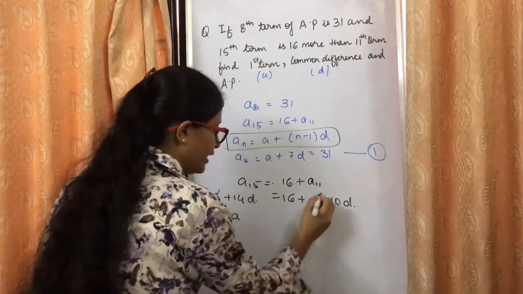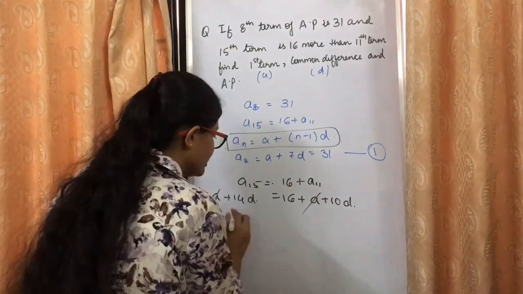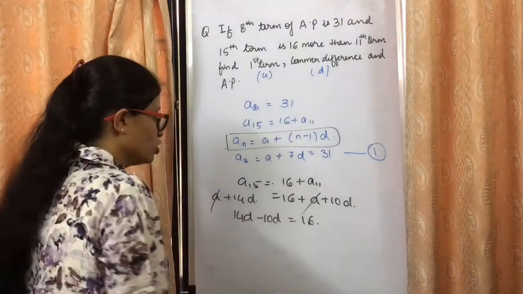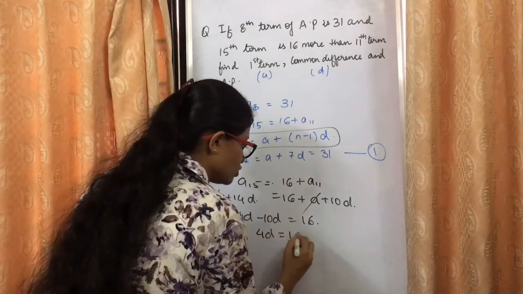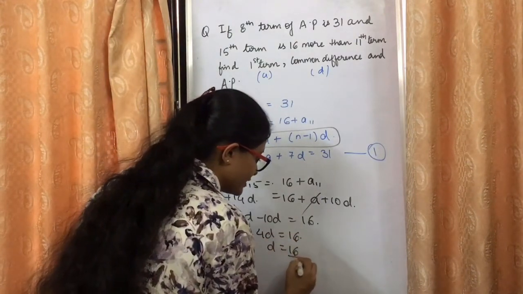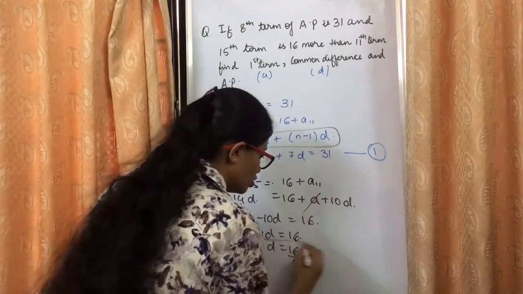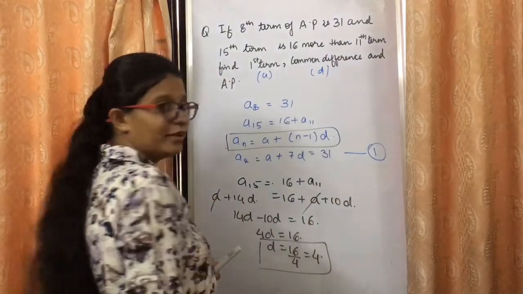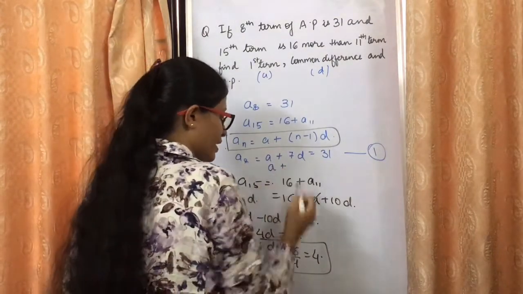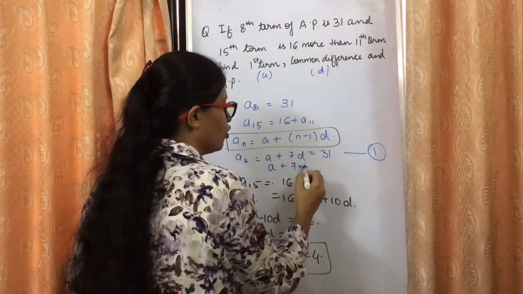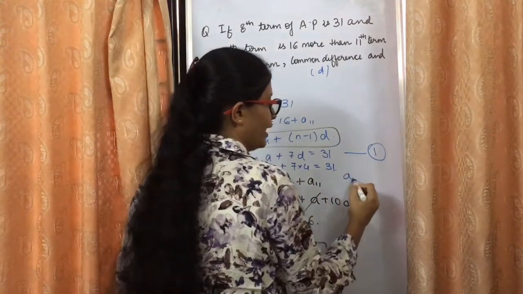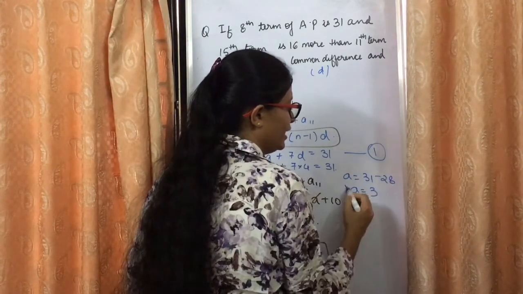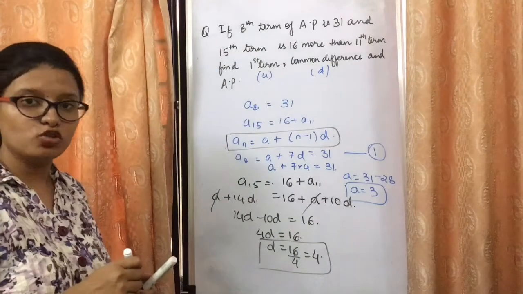If I take this A, A will get cancelled out from both sides. This is 14D minus 10D is equals to 16. So here it comes out to be 4D is equals to 16, and the value of D comes out to be 16 upon 4, which is nothing but 4. So what value of D did we get? 4. And we have the first equation given, so can we find the value of A from here? A plus 7 into 4 is equals to 31. So A is nothing but 31 minus 28. The value for A comes out to be 3.